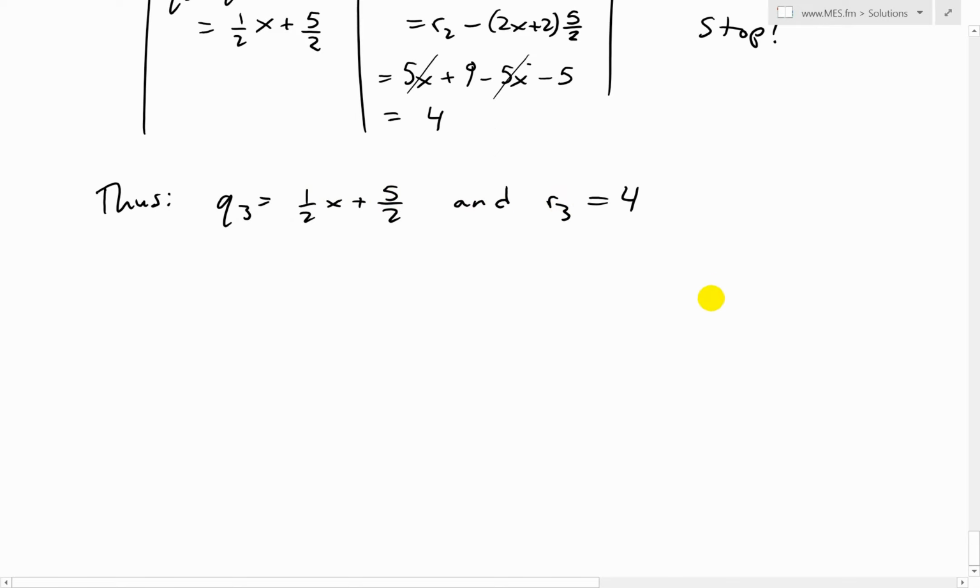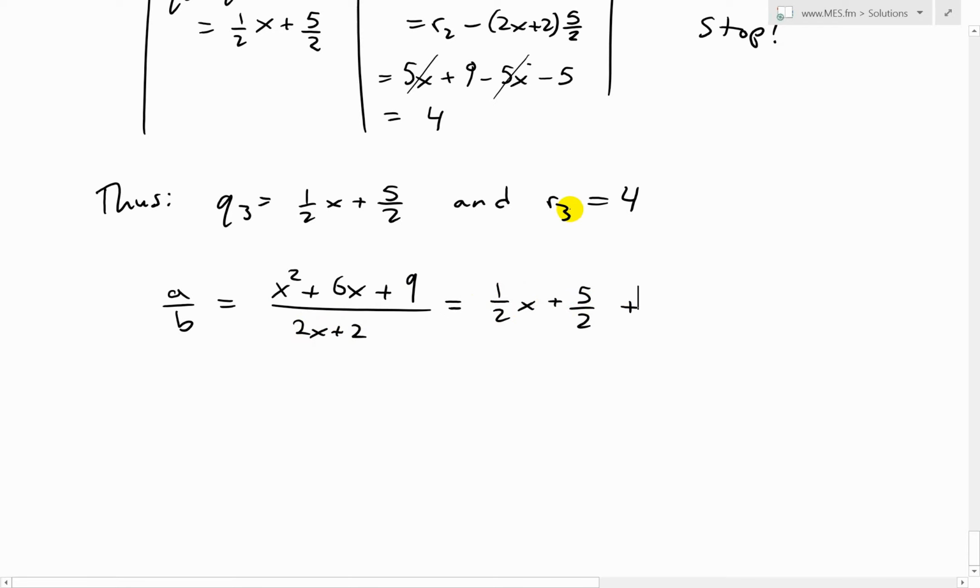Thus what we have is the overall A over B, which equals x squared plus 6x plus 9 over the B, 2x plus 2. In long division, this just equals our Q3, which is 1/2 x plus 5 over 2, plus the remainder, which is just 4 divided by 2x plus 2 as a fraction. So that's our A over B. This is our Q, and this is our R over B.